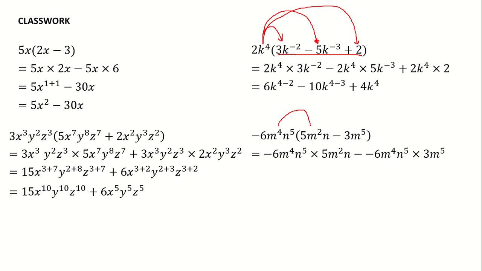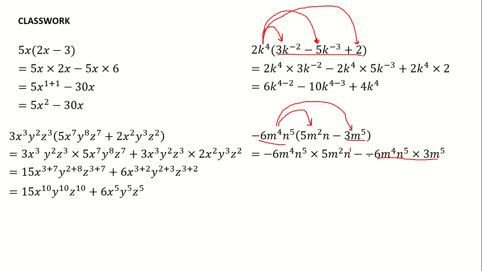We'll give your answer shortly. Here, minus 6m4n5 multiplied by 5m2n. There it is. I still have minus. There's this minus. Minus 6m4n5 times 3m5. So it's this times that. Let me start here first. Minus 6 times 5 will give you minus 30. M4 times M2 will give you M6. N5 times N1 will give you N6.